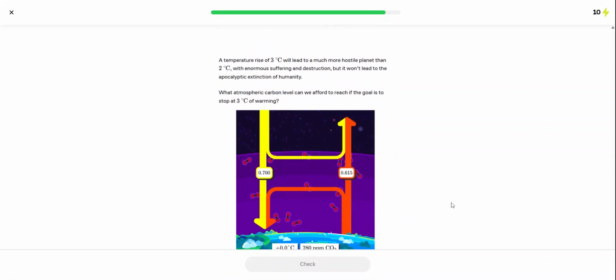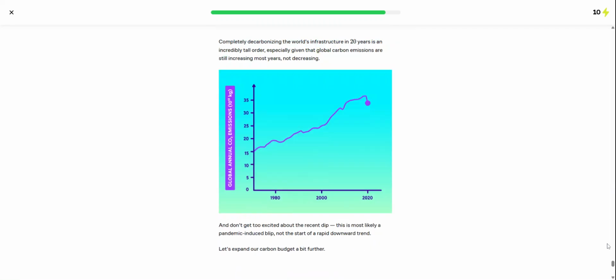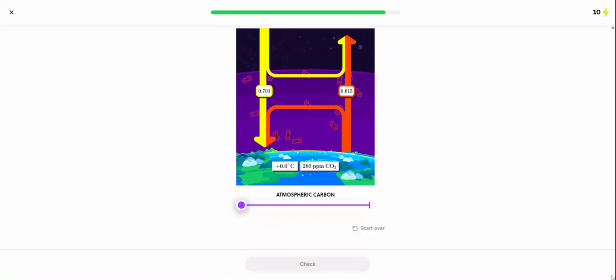A temperature rise of 3 degrees will lead to a much more hostile planet than 2 degrees, with enormous suffering and destruction, but it won't lead to the apocalyptic extinction of humanity. What atmospheric carbon level can we afford to reach if the goal is to stop at 3 degrees of warming? Okay, a 3 degrees increase, yes.